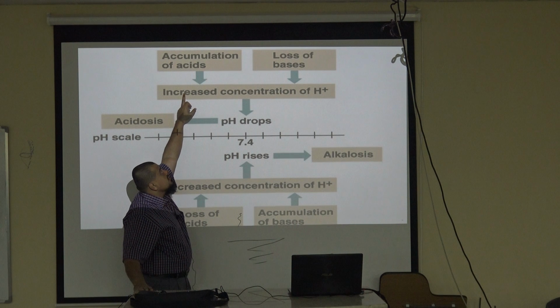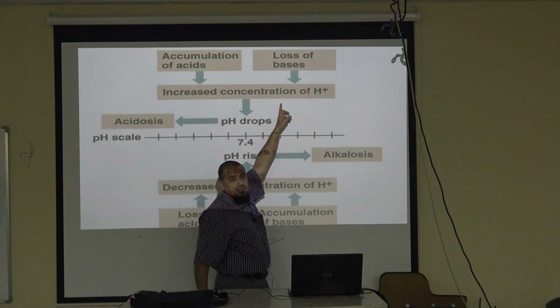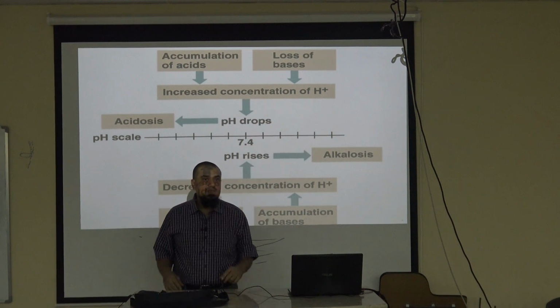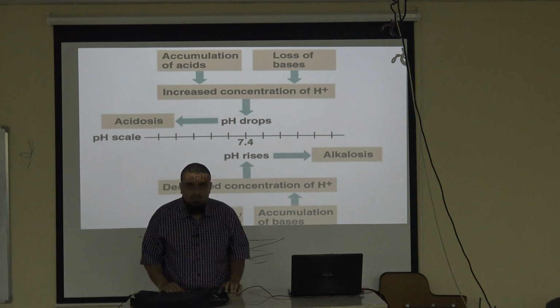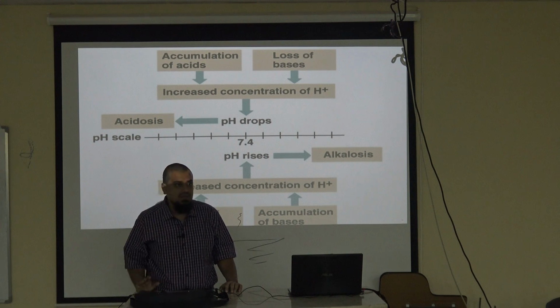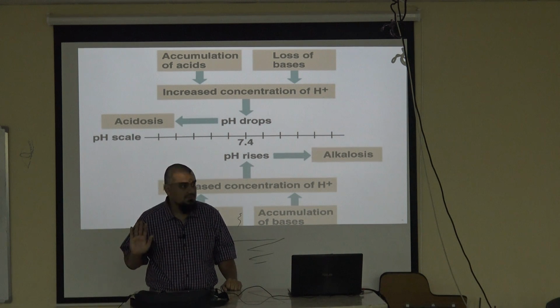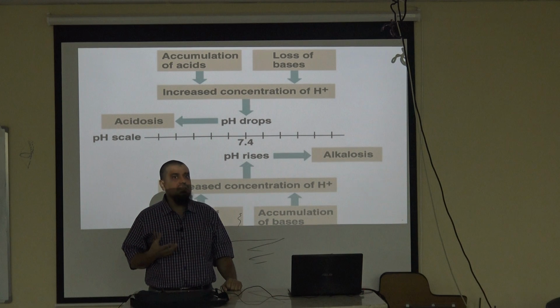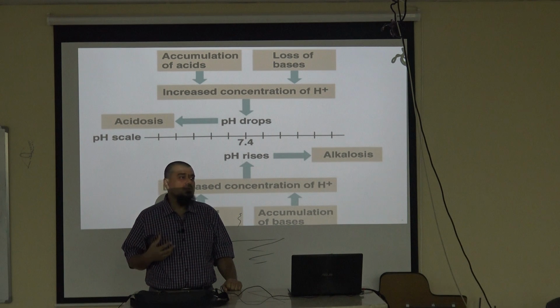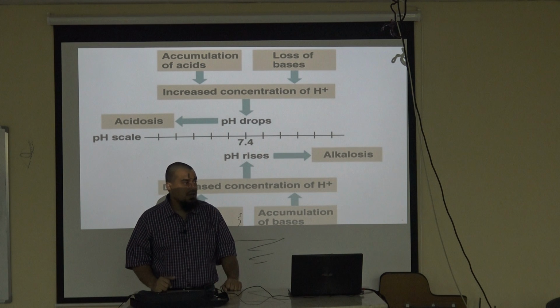Either there is accumulation of acids or due to loss of base. Clear? Either you accumulate the acids in your body, or by some means you lose base from the body, then acidosis can happen. Is it clear? It means the hydrogens are producing in your body and they are accumulating. Or your body is unable to control the quantity of the base and it starts losing base. Then you develop acidosis. Clear?